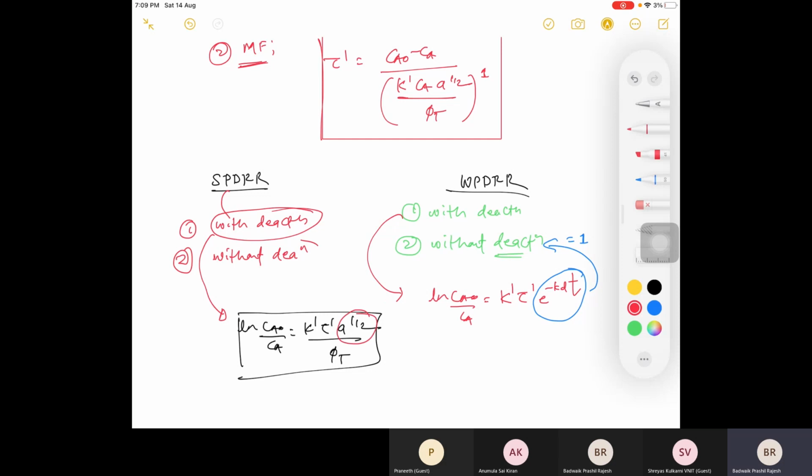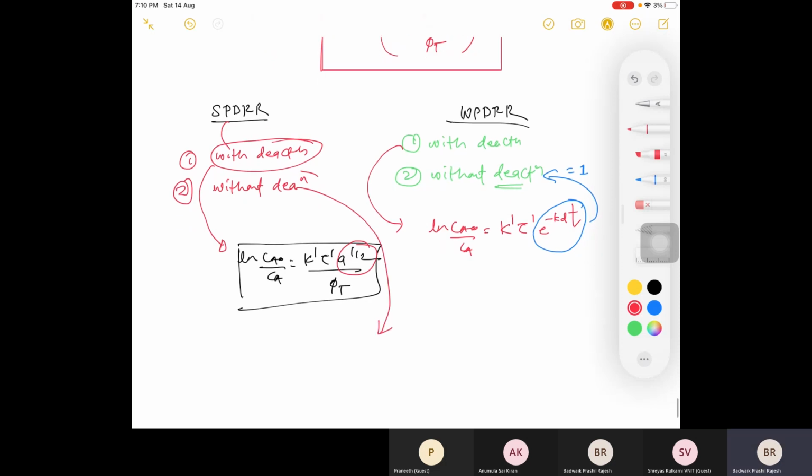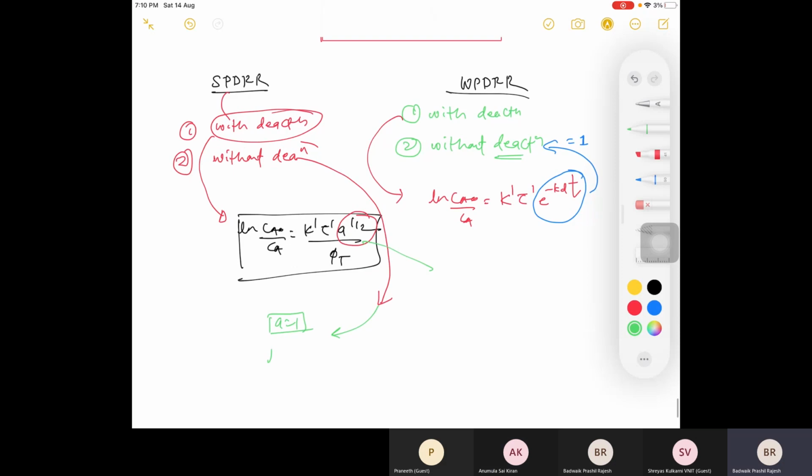Otherwise, if you don't have this, then what is my equation? Strong pore diffusion without deactivation. A equals 1, so I'm writing A is equal to 1. So we'll have this equation as ln of CA naught by CA equals K dash tau dash, A is not there, divided by phi t. So this is your equation without deactivation.